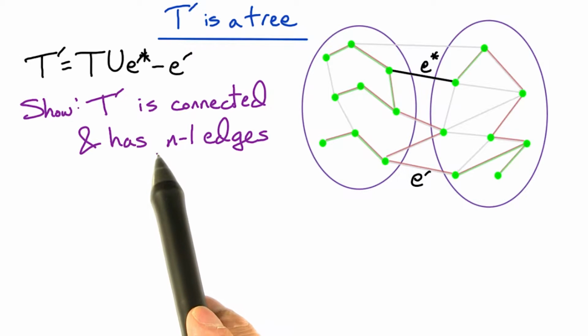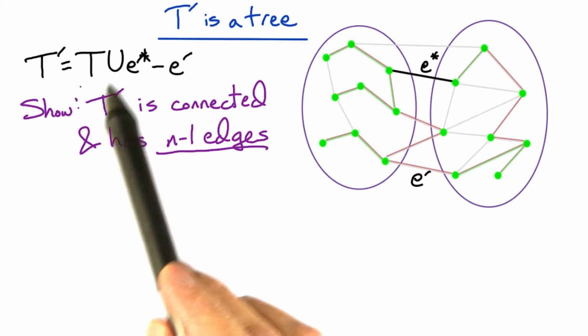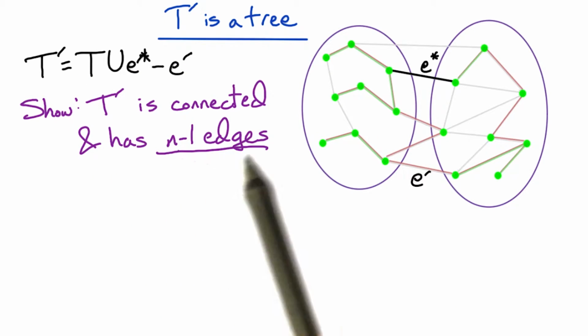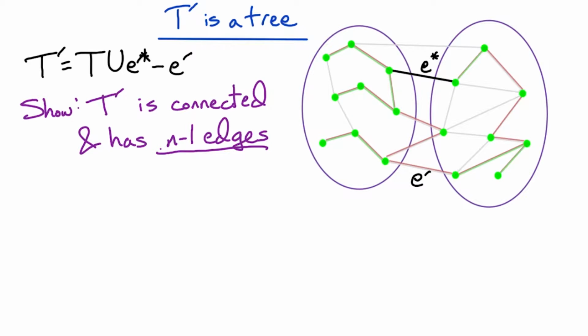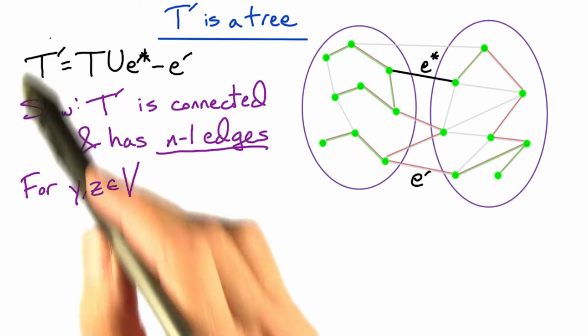Now the fact that it has exactly n-1 edges is obvious. Why? Because T is a tree, so it has exactly n-1 edges. We added one edge in and removed one edge, so we still have exactly n-1 edges. So what remains? We just have to show that it's connected. So take any pair of vertices, y and z, and let's show that there's a path between y and z in this subgraph T prime.